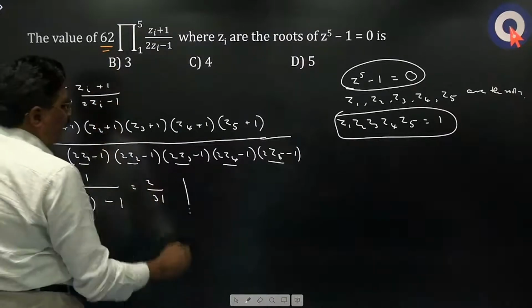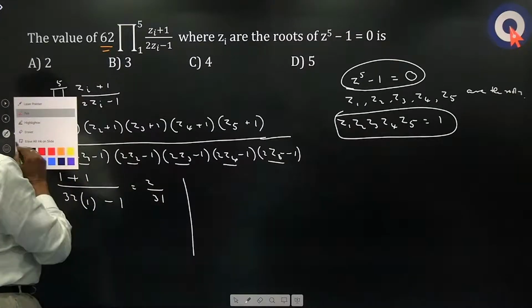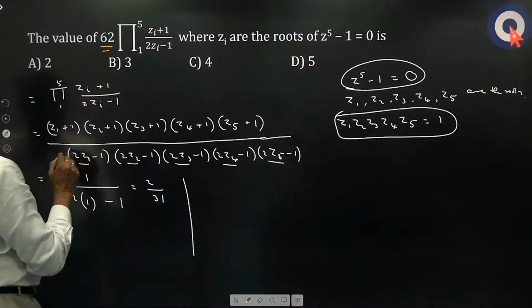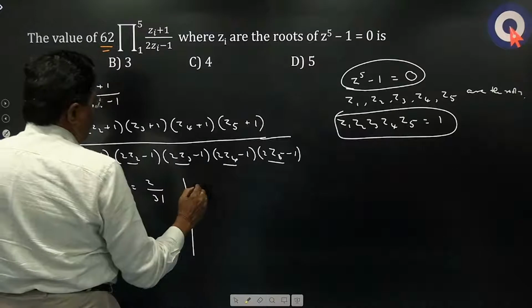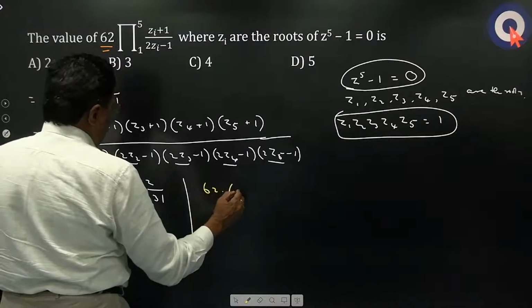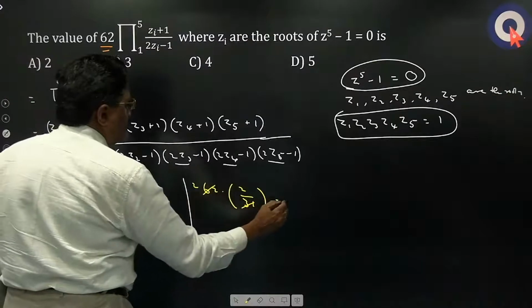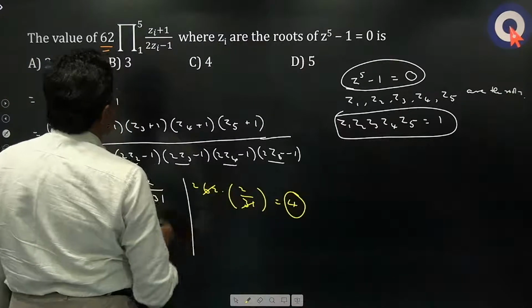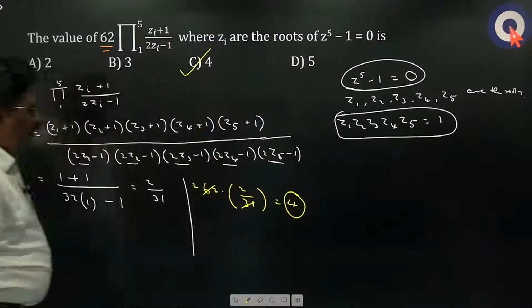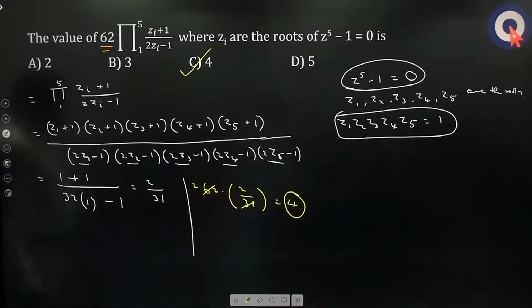So to get an integer type of answer, the question has been written like this. So it is 62 multiplied by 2 by 31, which makes it 4. So the required answer is 4. So hope that is understood.